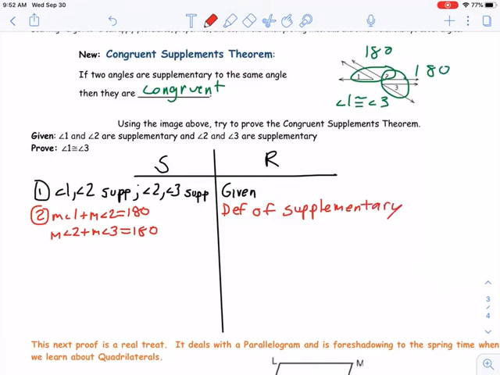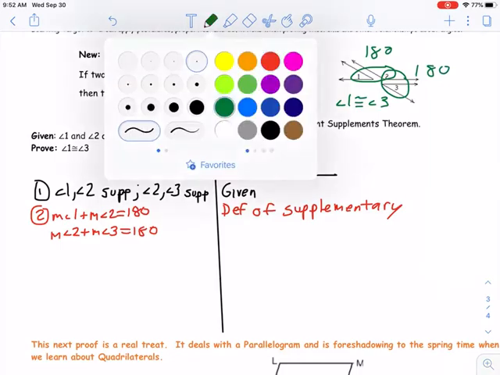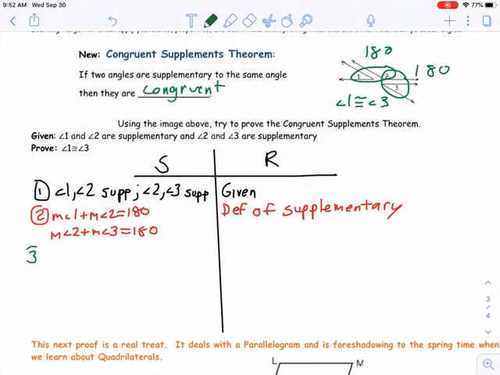Now let's notice we got angle 1 and angle 2 adding up to 180, angle 2 and angle 3 adding up to 180, so they equal 180, so they must equal each other. By what property? Transitive. And remember, you guys can try these proofs on your own. Pause the video, then watch it after you complete the proof, see if you did it right.